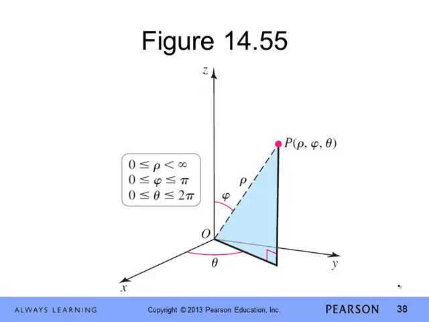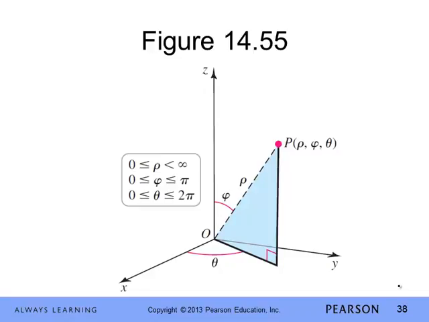Notice, by the way, that phi is going to go from 0 down to pi over 2, in which case you would be on the horizontal plane, and then it could even go down to the negative z-axis, which would give you pi. But phi is never going to go beyond pi. So phi is going to go from 0 to pi. Rho is, of course, going to be from 0 to infinity.